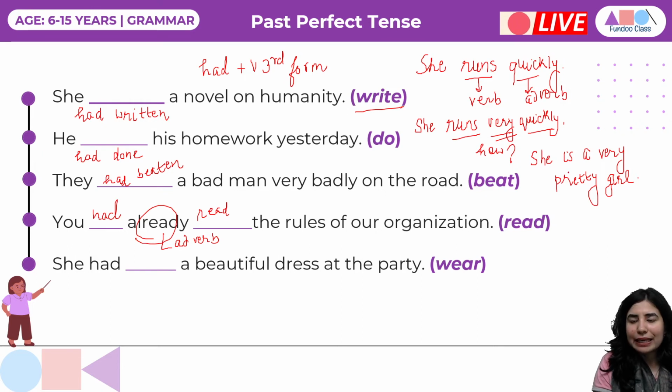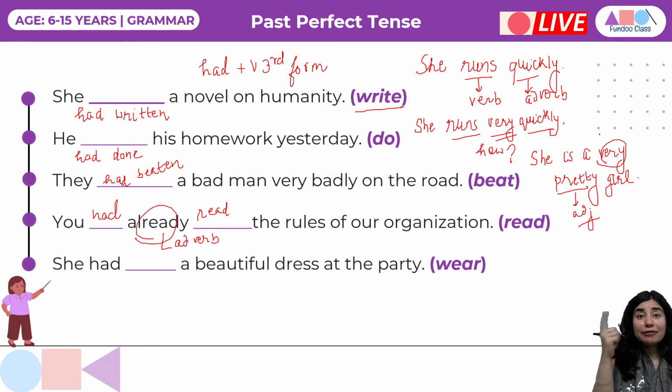Okay. So now in this case, pretty is an adjective because how is the girl? She is pretty. And how pretty? Very. So very is an adverb. So I've given you examples for all the three uses.